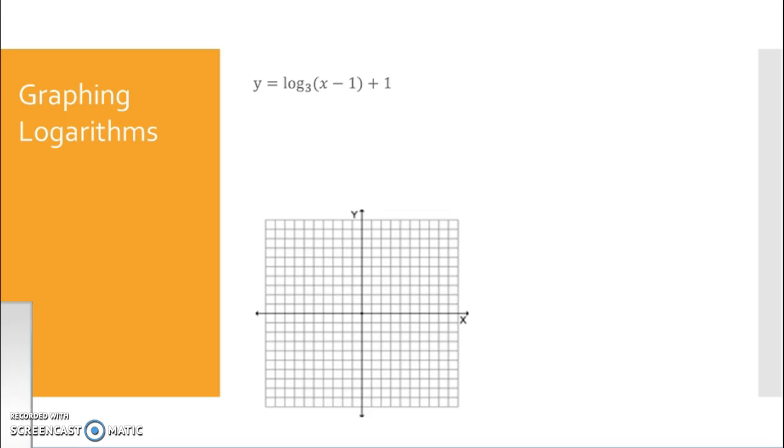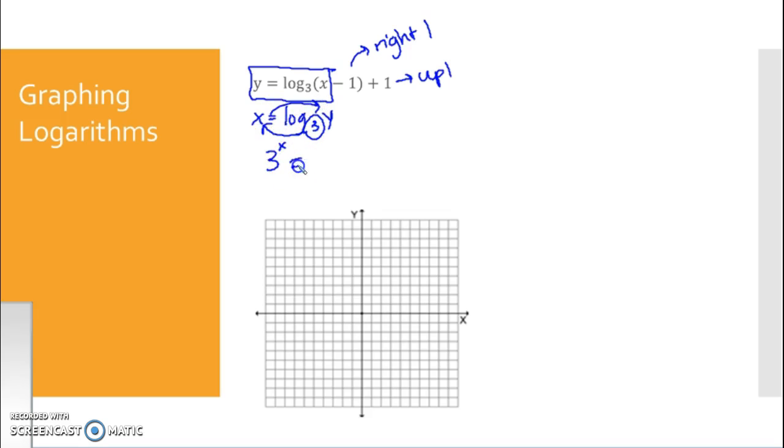We also graphed logarithms. Alright, so remember to graph, same thing, we look at that parent function without the h and k. This h is going to tell me to go right 1, and this k is going to tell me to go up 1, but we'll get there later. So I'm going to start with y equals log base 3 of x, and I'm going to flip my x and y. So x equals log base 3 of y, and then I'm going to write it as an exponential. So I start with my base, go around the world, and then come back.